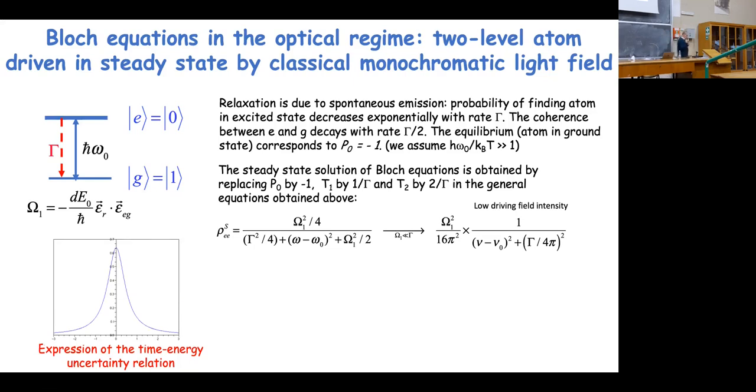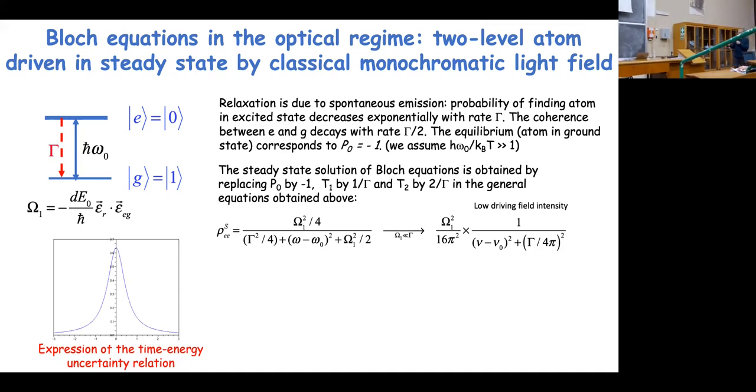So I just write the same expression as on the previous slide, but now T1 is the time it takes for the atom to go from the upper state to the lower state. That is 1/γ, where γ is the width of the state. And T2 is the lifetime of the coherence. But since the ground state does not decay, it is easy to show that T2 is in fact twice as long as T1. The coherence decays in a time twice longer than the excited state.